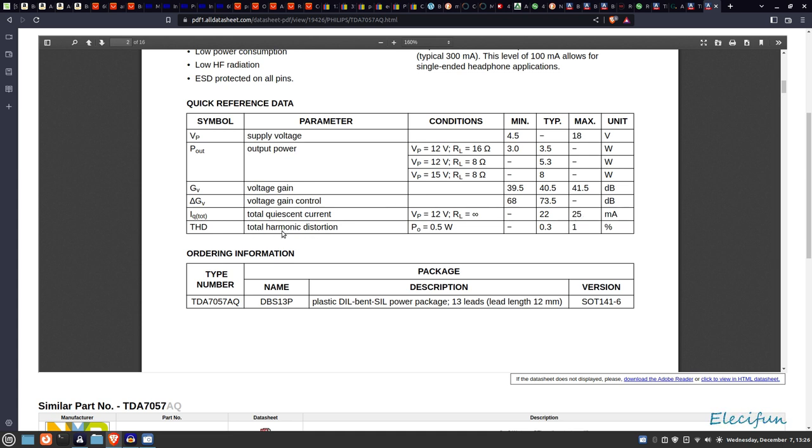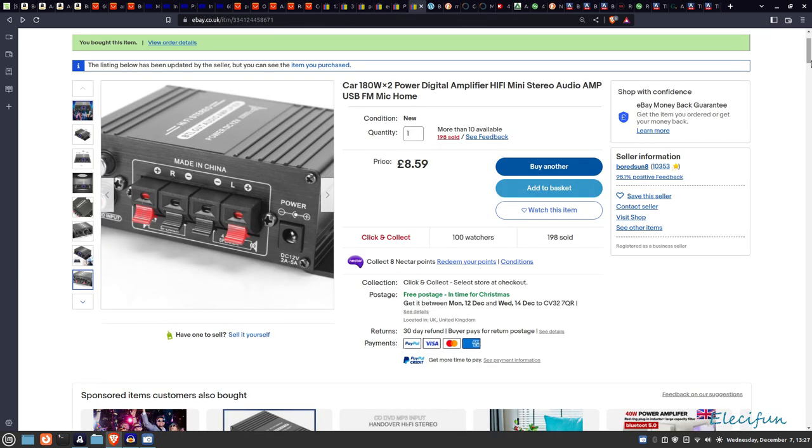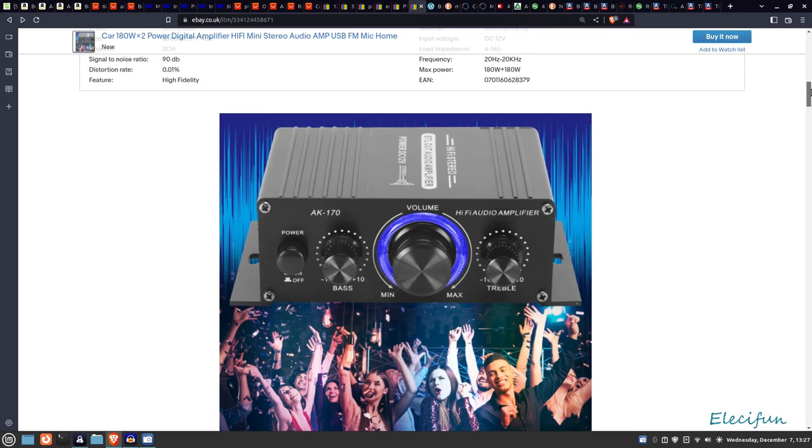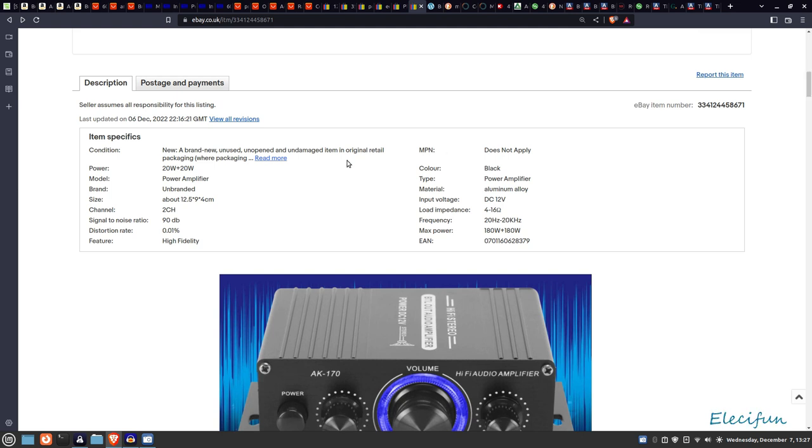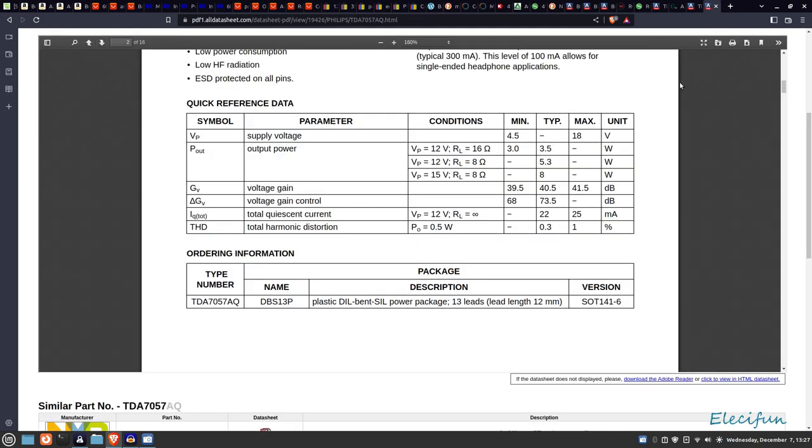Total harmonic distortion. Power out equals 0.5 watts. Typical 0.3. And what did we see on that advert? Did it say that the power output distortion was? Just to recap here. Oh, that's right, the distortion rate, 0.01%. So that's a crack of how you doing.